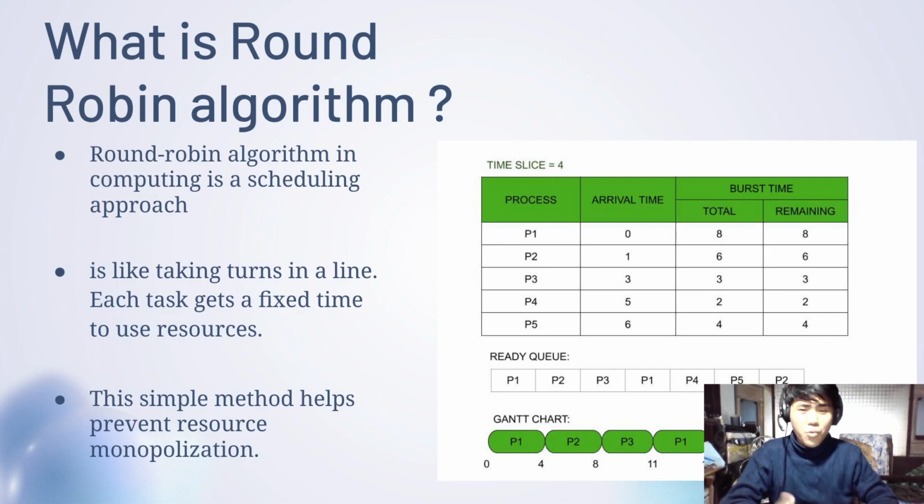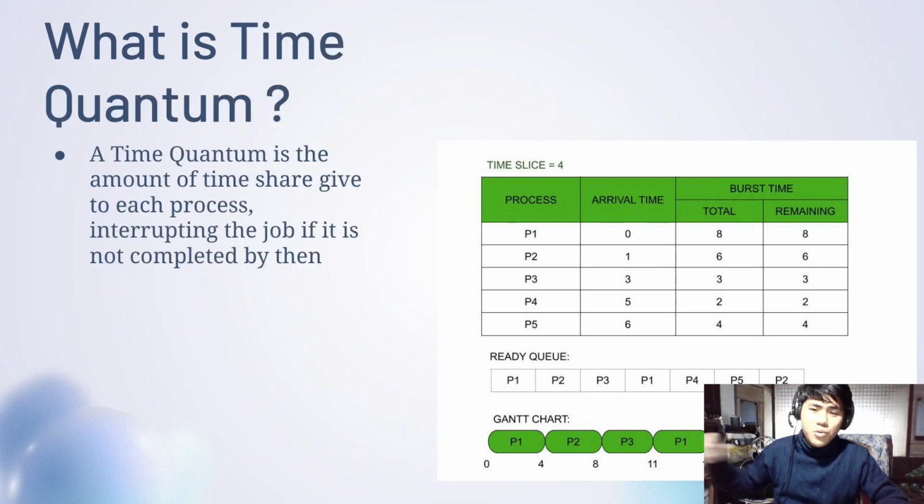First of all, what is the round robin algorithm? In computing, round robin is a scheduling approach. It schedules each task, like taking turns in a line. Each task gets a fixed time to use resources. This simple method helps prevent resource monopolization, meaning one task won't take too much time to process and block all the other tasks. So what is a time quantum?